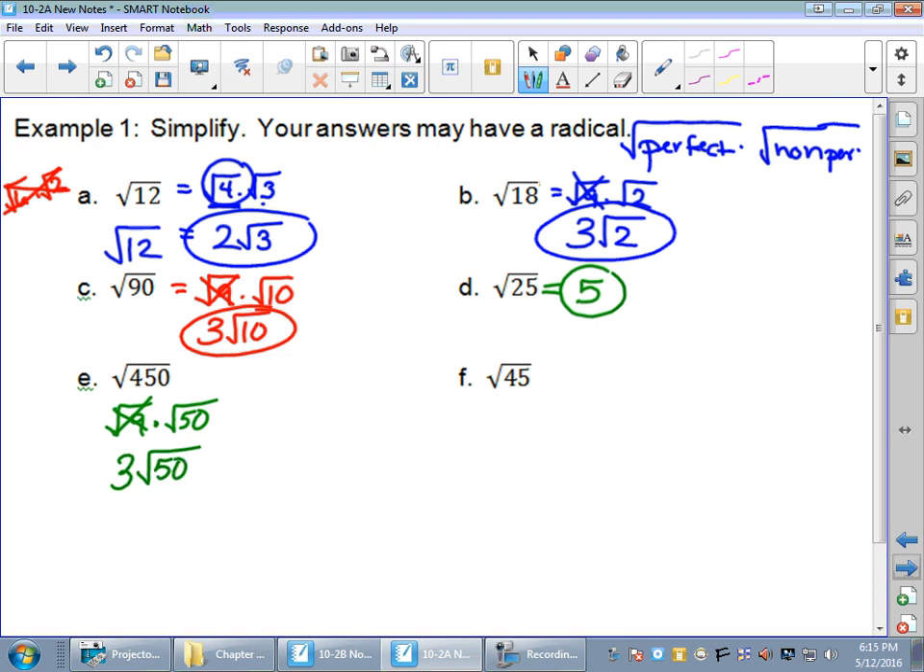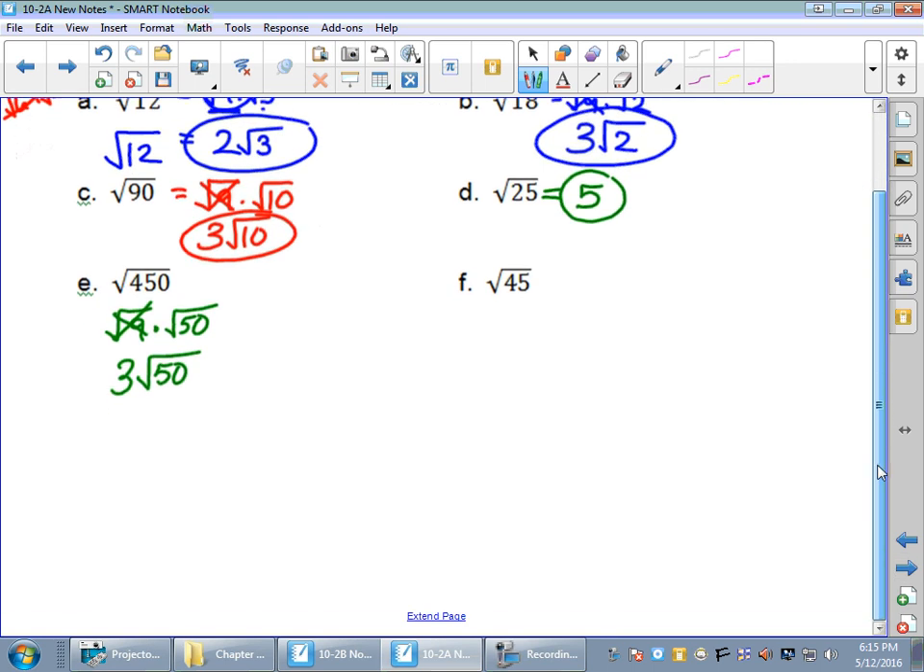But when I look at 50, I realize there's another perfect possibly living inside there. And I've been doing this so long that I know that the other perfect that I could pull out of 50 now is 25 times 2. And so this happens if you don't take the biggest amount out first, then you just keep pulling them out. So it's telling me that I should have taken out a 225.